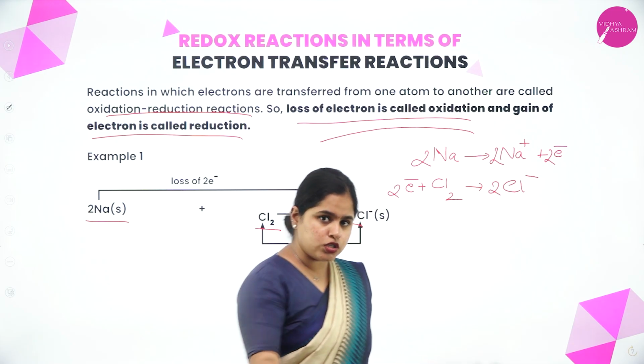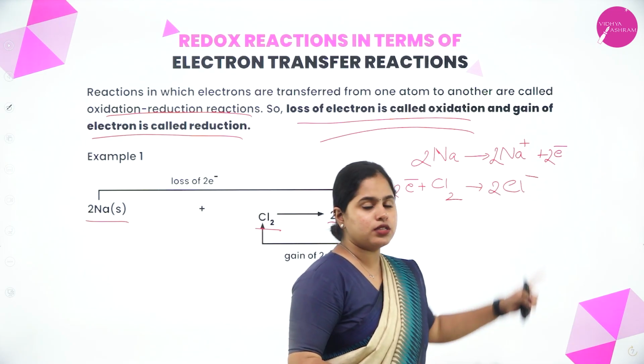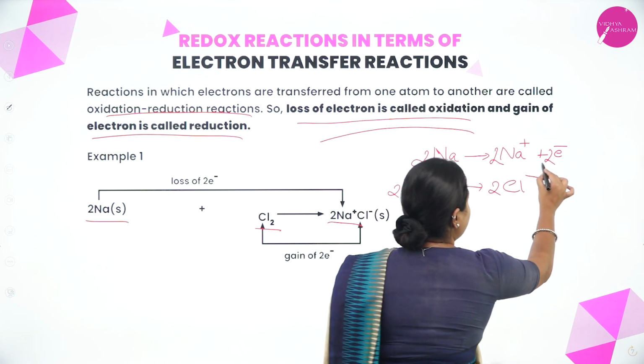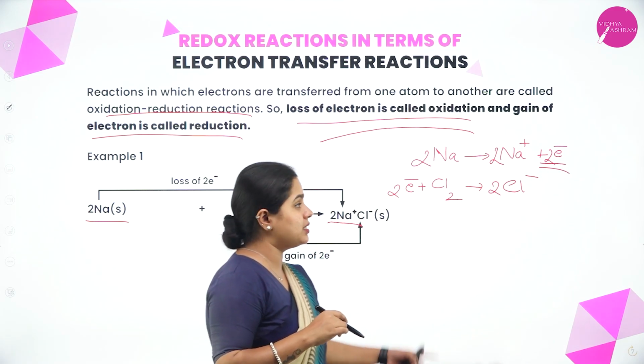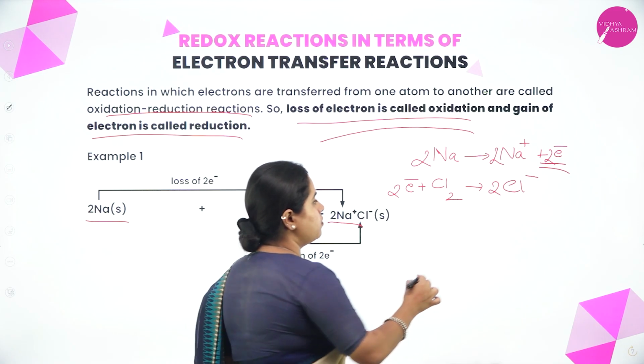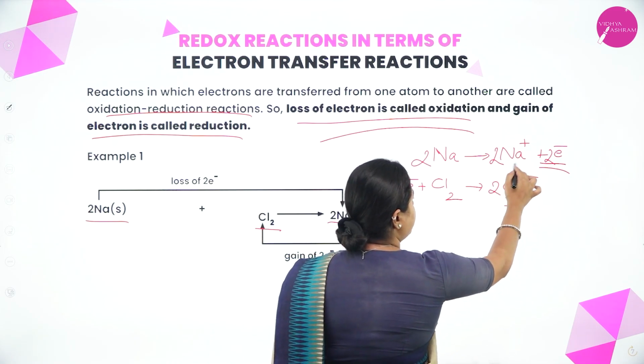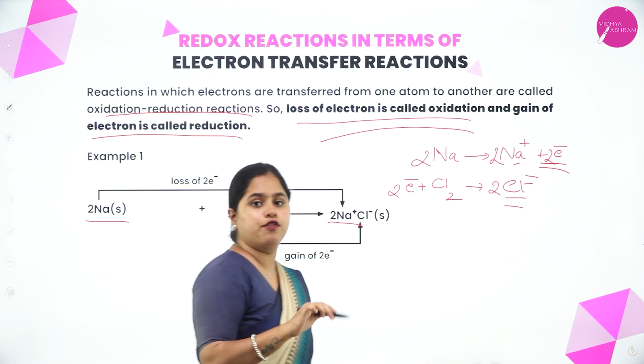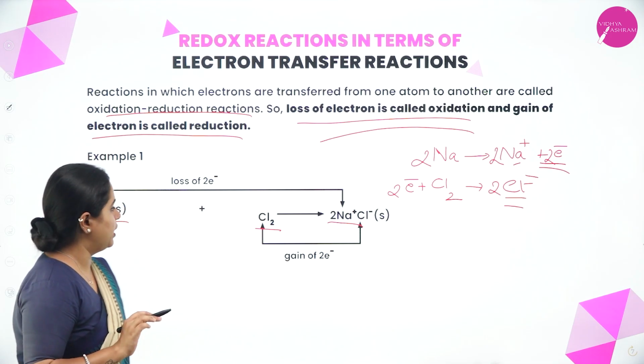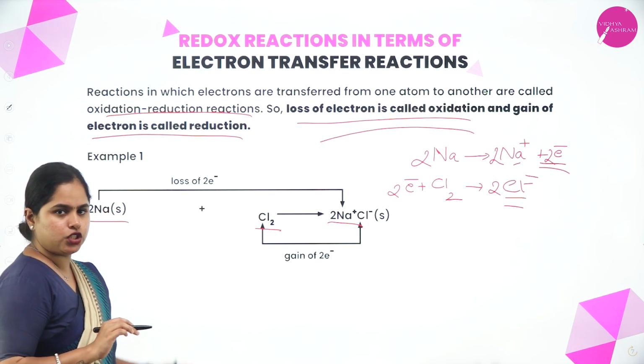...by the loss of electron. So how many electrons are being lost from here? 2 electrons, and those 2 electrons are gained by chlorine and it forms Cl minus, and this Na plus and Cl minus will combine and form sodium chloride. So I hope that is clear. So this is the reaction which is shown here.